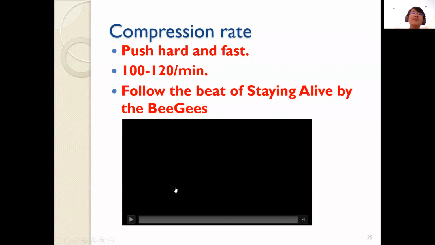And one of the songs that people recommend, at least in the past, is "Staying Alive" by the Bee Gees. It's a band. It's quite an old song, and it sounds like this.